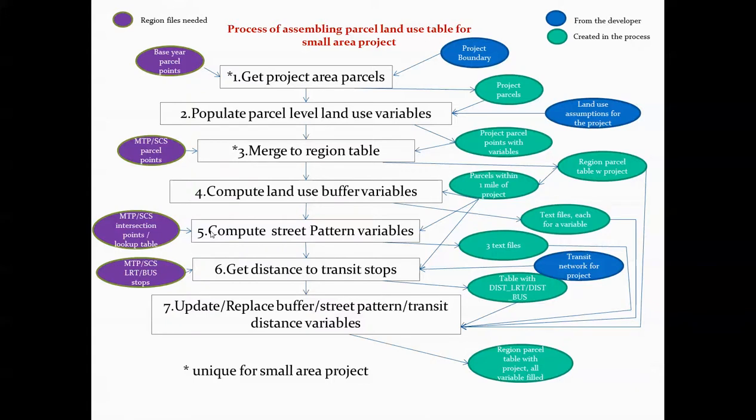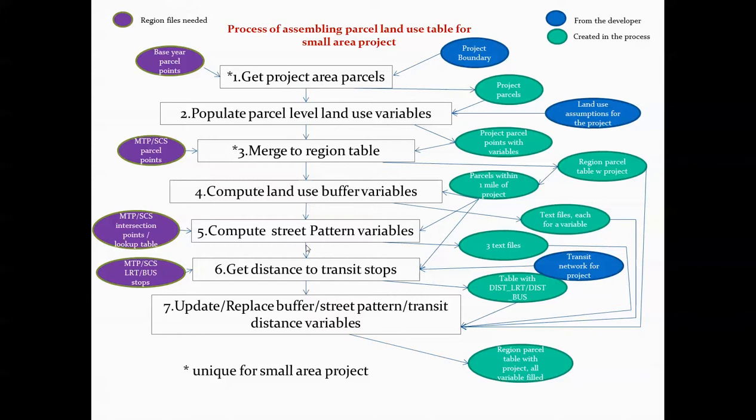This video covers Step 5, Compute Street Parting Variables. We have learned that street parting variables include nodes 1 Q or H, nodes 3 Q or H, node 4 Q or H. There are no parcel level variables. Node means intersection. I'm going to use the term node or intersection interchangeably below.